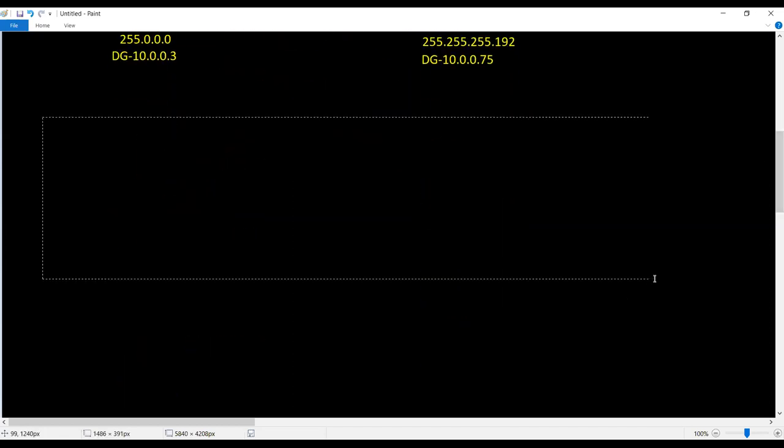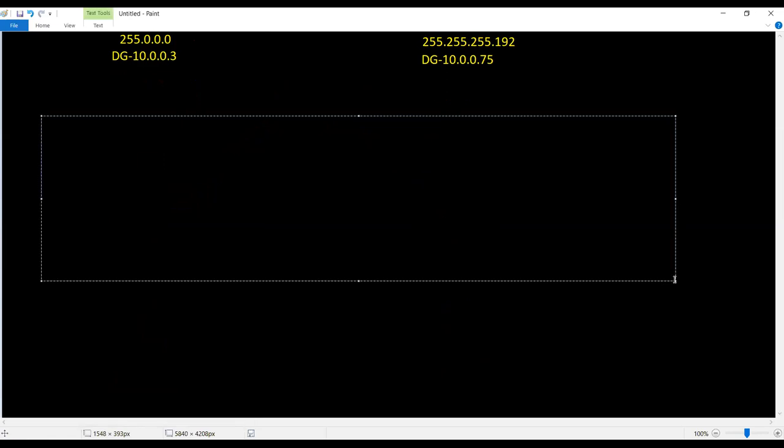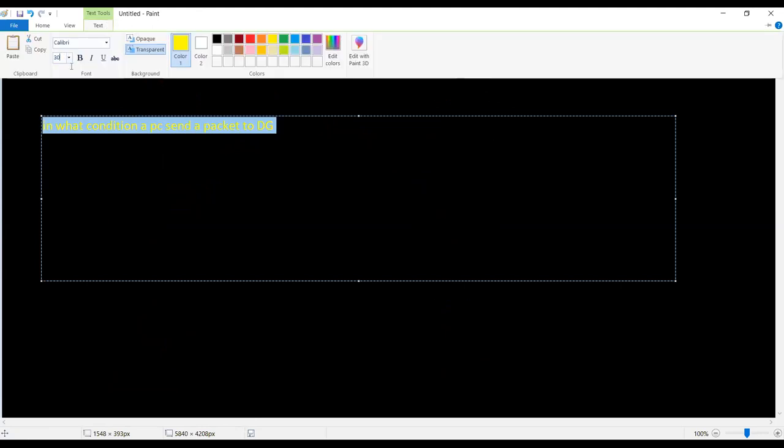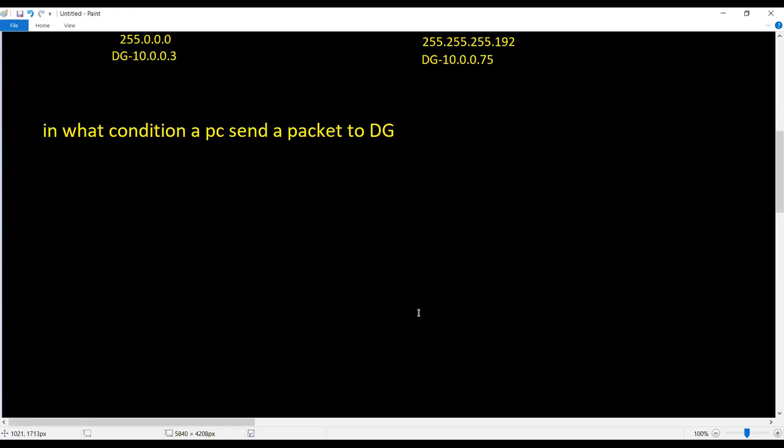Just one question again, because these things are not correct. The question is: in what condition does a PC send a packet to the default gateway? Can you answer? In what condition does a PC send a packet to a default gateway? When it does not have that route in its route print. Okay. Akram, your answer.